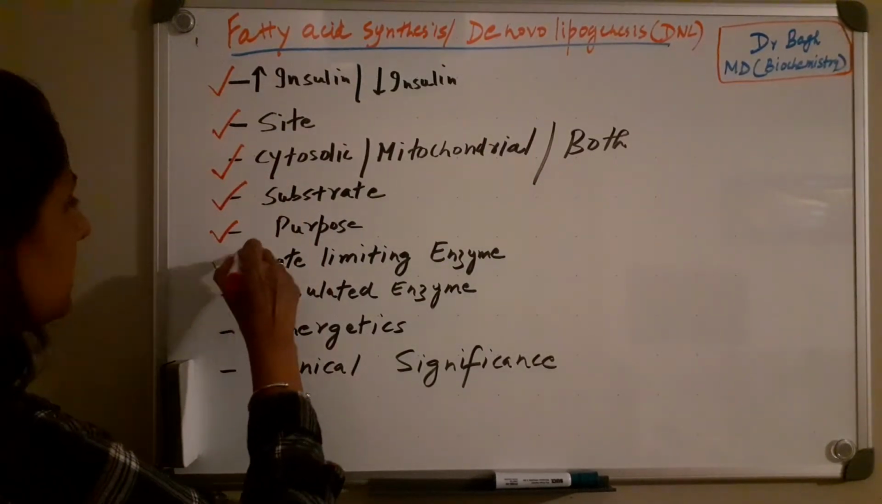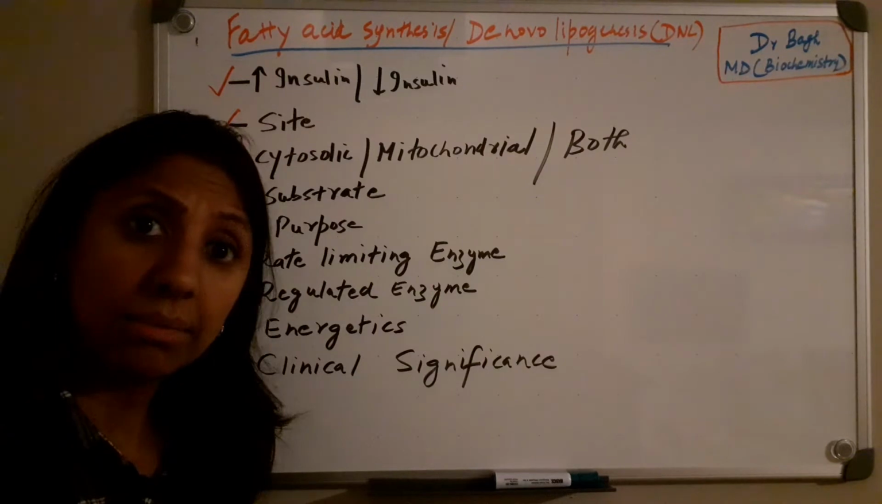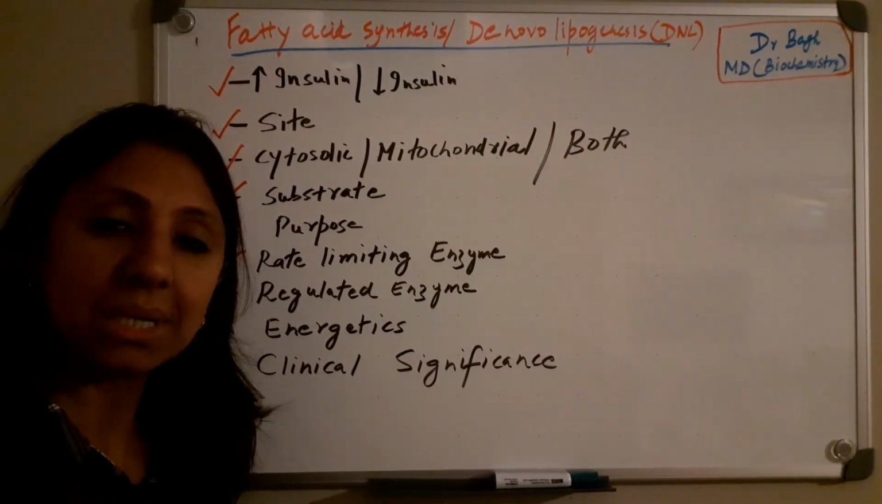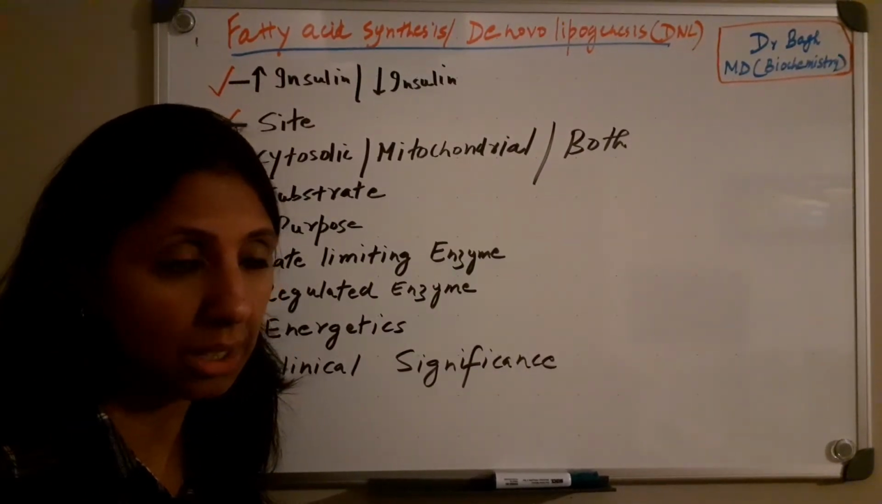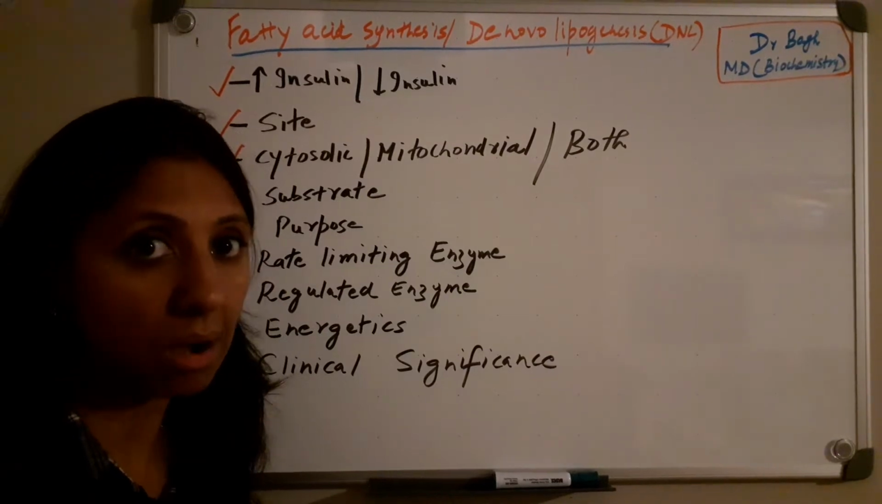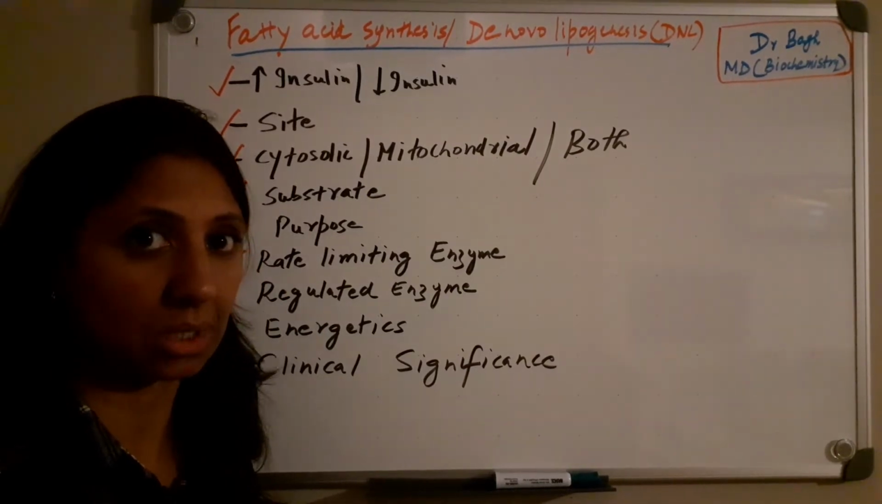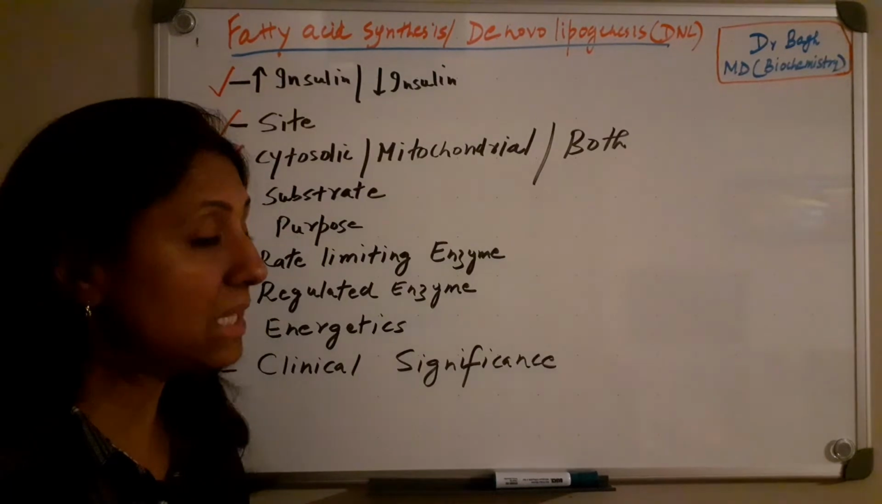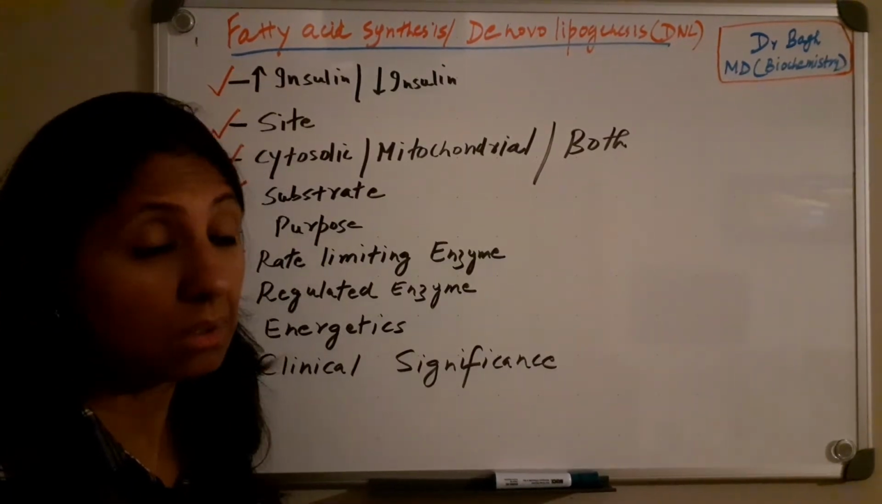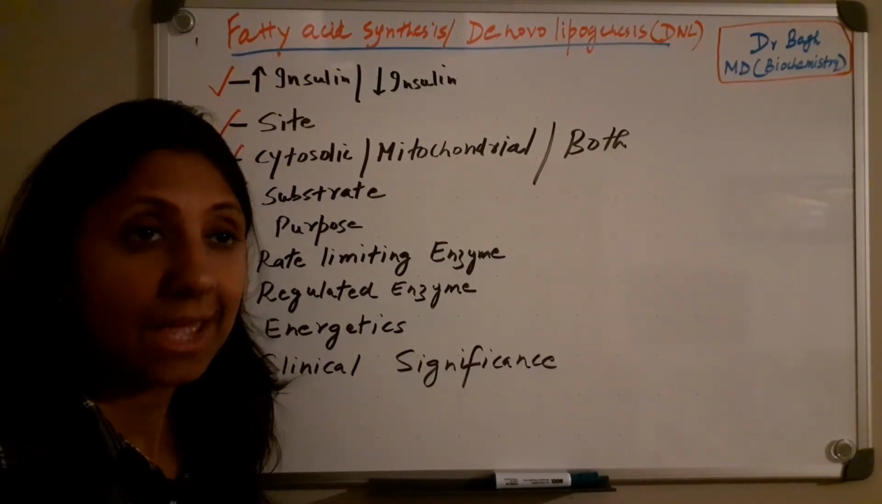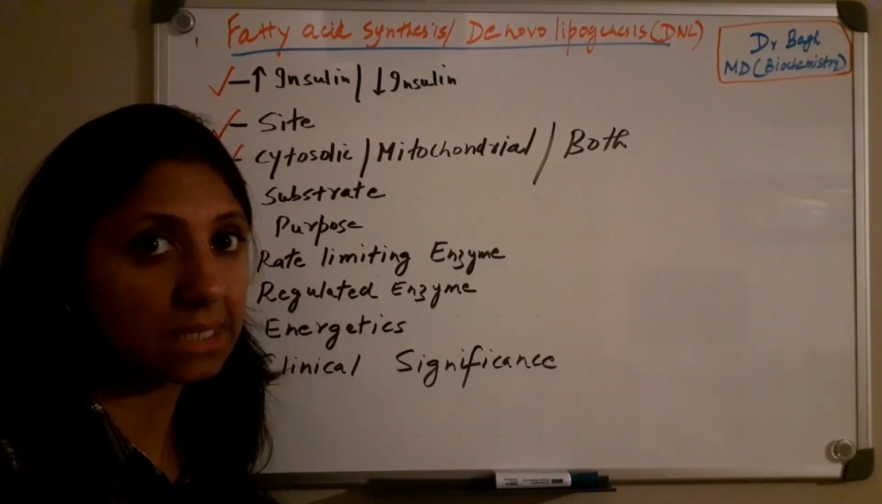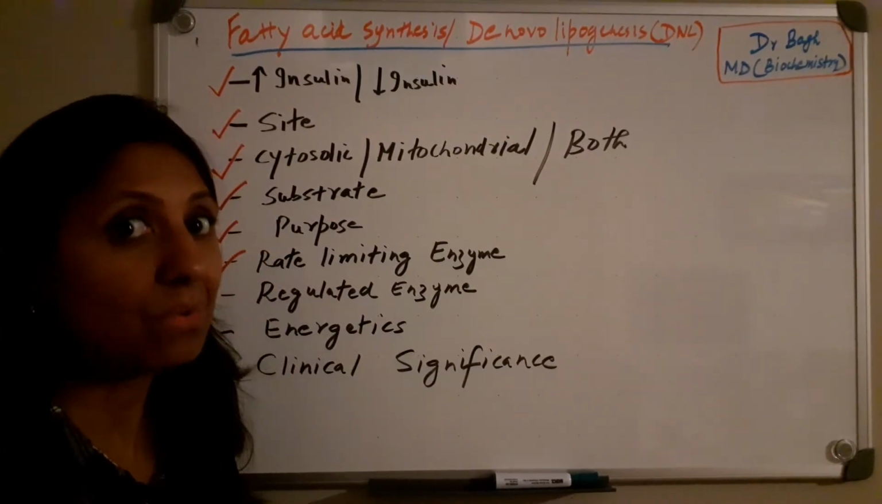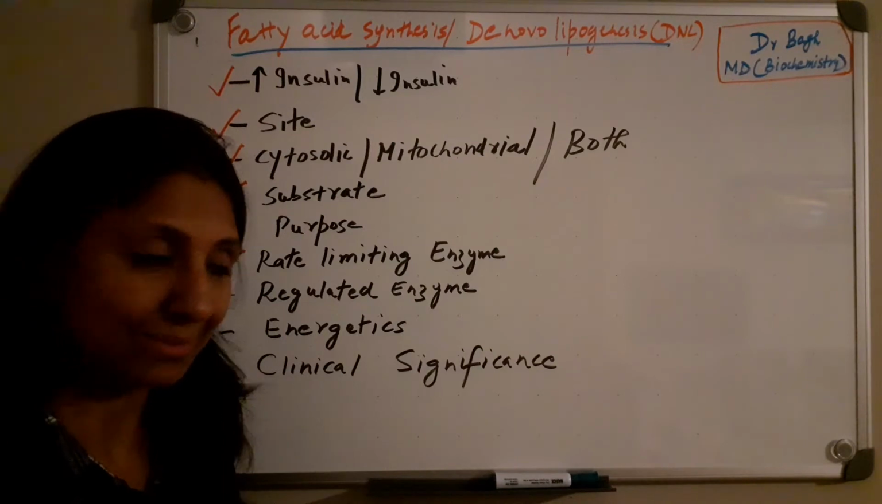Then, the rate limiting enzyme of the pathway. Are they very important? Yes, rate limiting enzymes are the bottleneck of the pathway. If these enzymes are blocked, the whole pathway slows down. On the contrary, if these enzymes are activated, the whole pathway can be activated. There can be more than one rate limiting enzyme in a pathway, and we must know their regulation.